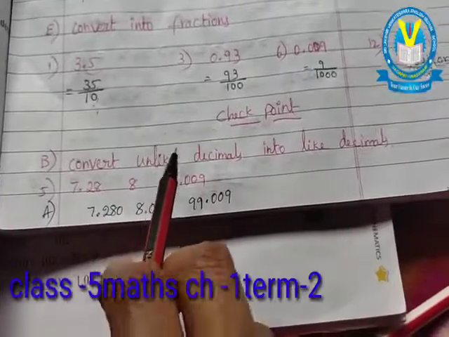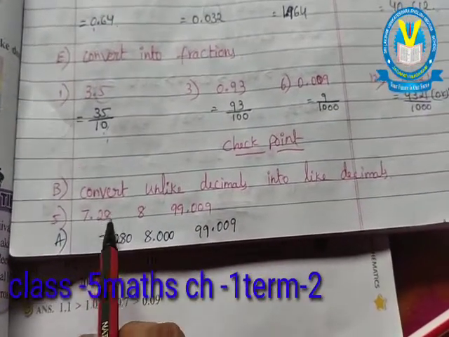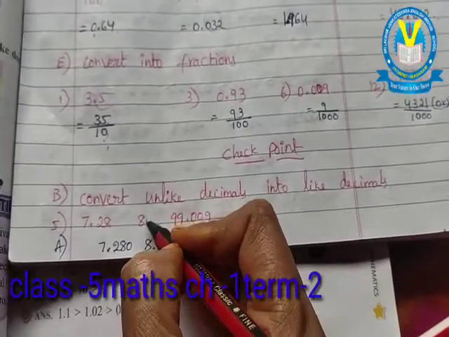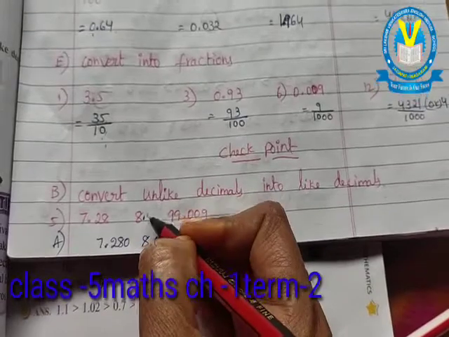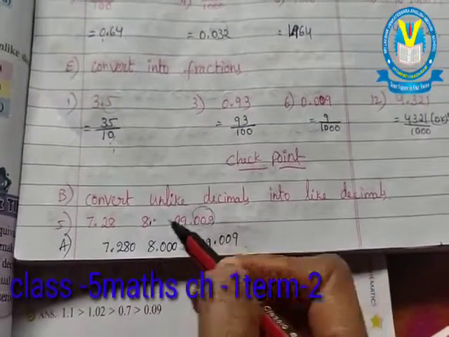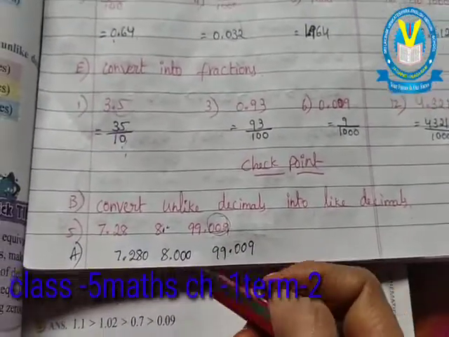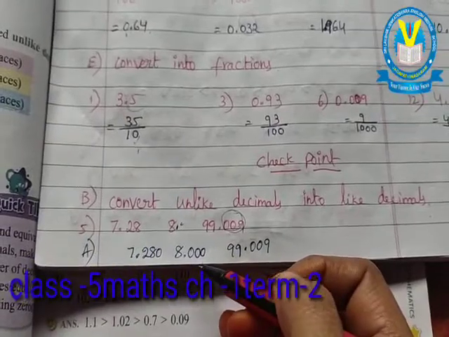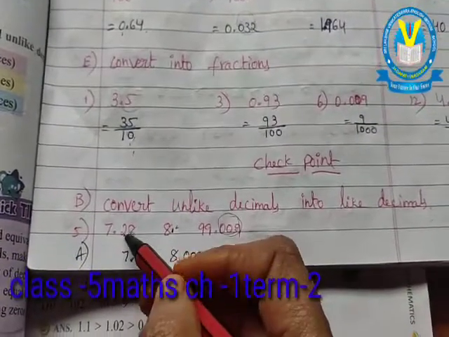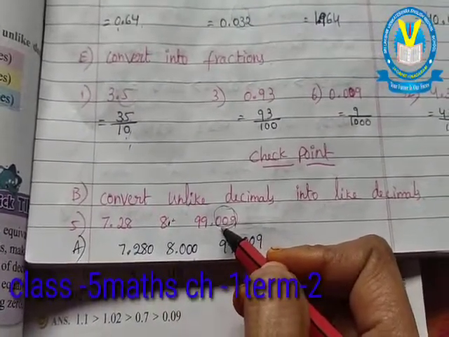Checkpoint C: convert unlike decimals into like decimals. Given unlike decimals. Here two decimal places. Here no decimal places, but you have to write point 0. So here three decimal places. Okay, different decimals. This is called unlike decimals. So convert into like decimals. To make them like decimals, you have to make the decimal places equal. You have to put zeros for that.